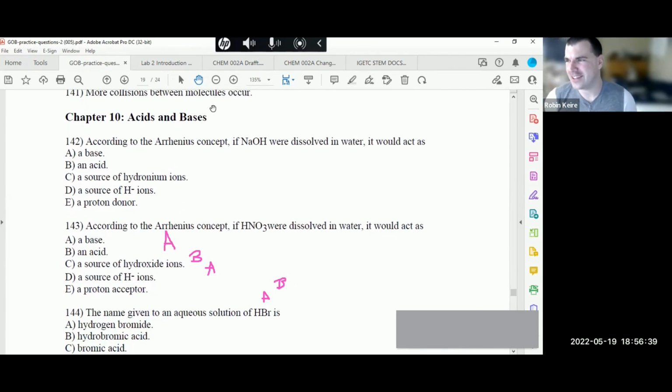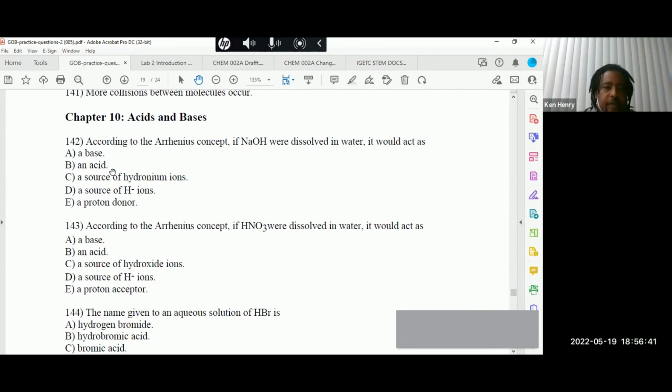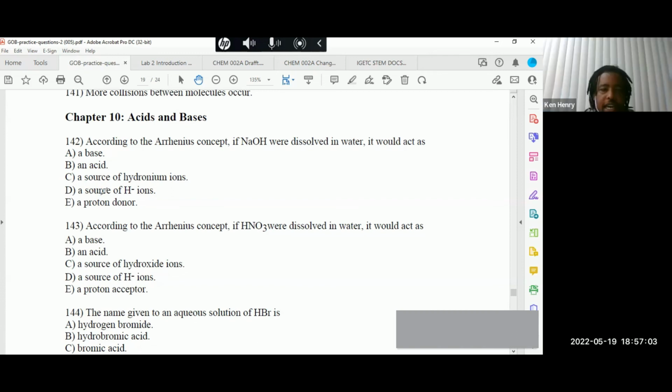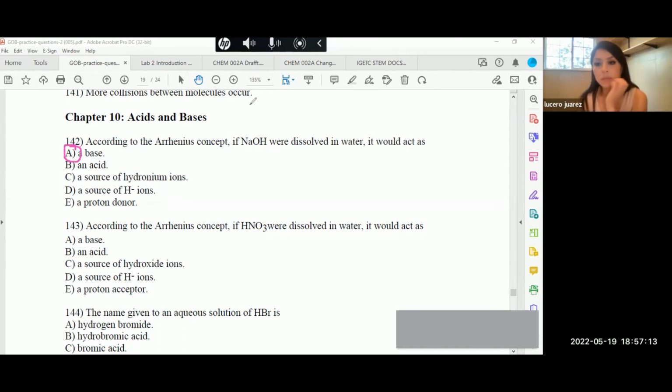Yeah. Okay. Acids and bases. According to the Arrhenius concept, if sodium hydroxide is dissolved in water, it would act as A, a base, B, an acid, C, a source of the hydronium ion, D, a source of the H- ion, E, a proton donor. A base? A base. That is correct.